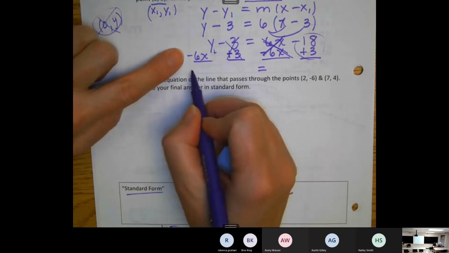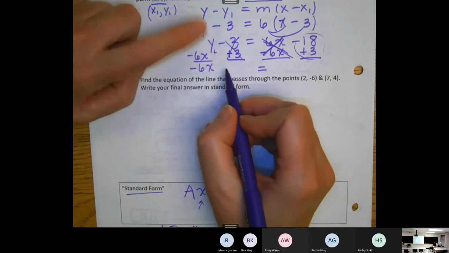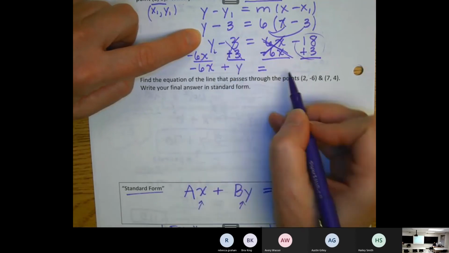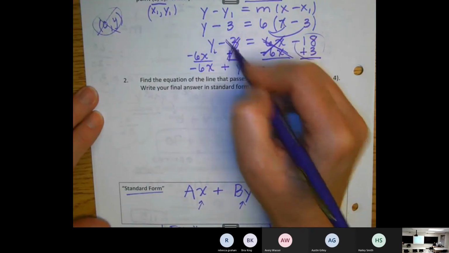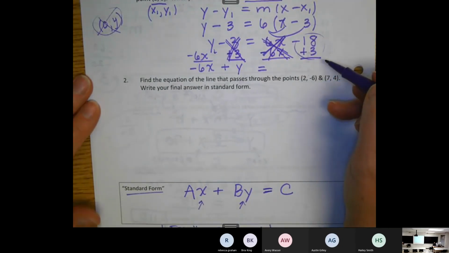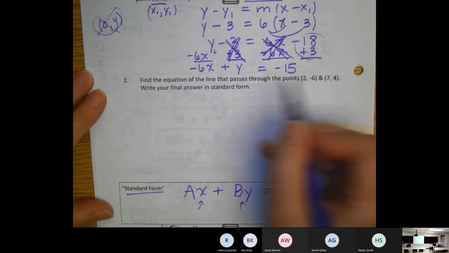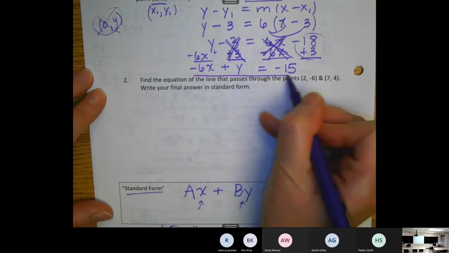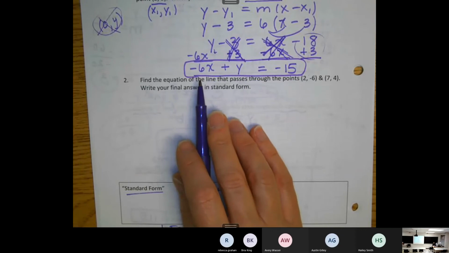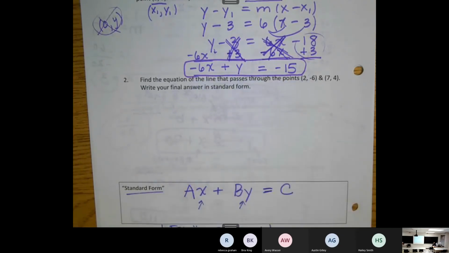So let's bring it all together. Let's start with our x. That was a negative 6x. And then our y. The y was positive, so let's make it negative 6x plus y equals. Remember, all this stuff has canceled out. So we just need to add up the negative 18 and the 3 to see what this equals. Negative 18 plus 3 makes negative 15. So, turns out the equation we're looking for in standard form is negative 6x plus y equals negative 15.